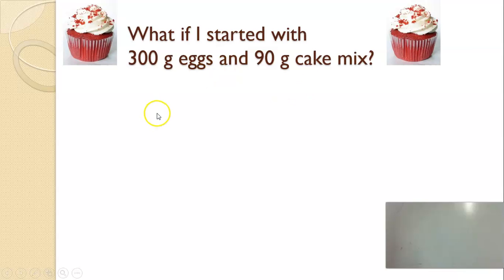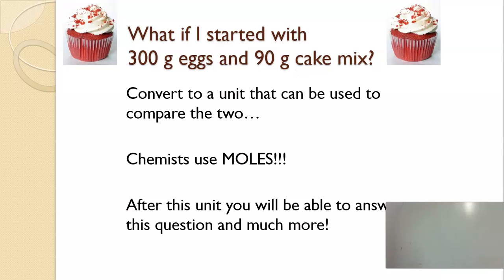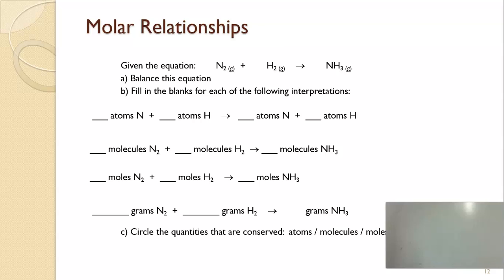So what if I started with 300 grams of eggs and 90 grams of cake mix? Right, you know what? I couldn't figure that one out either. I need to convert them into a unit that I can actually use. We use moles. Chemists use moles. After this unit, you're going to be able to answer this question and so many others. Stoichiometry is going to become your best friend.